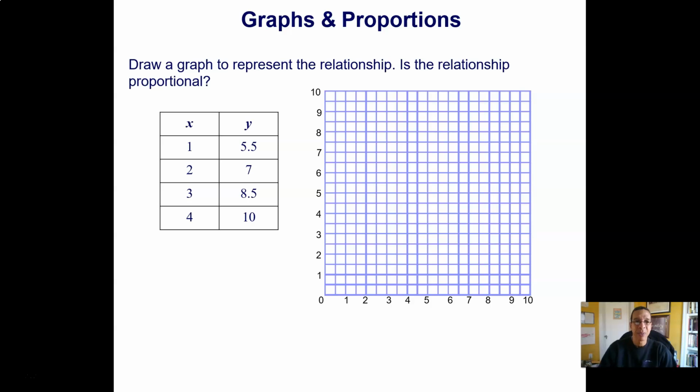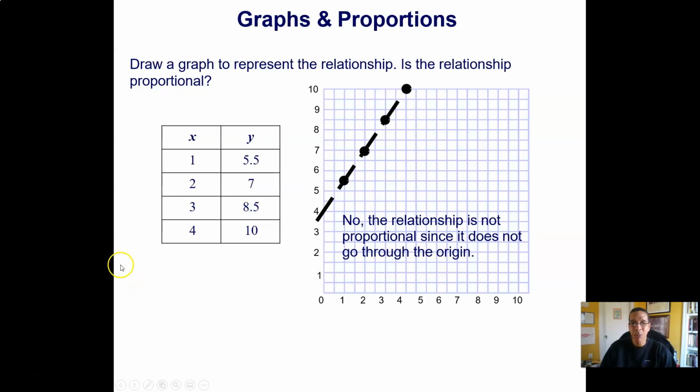Okay, let's check out this one. So now we have 1. So we go 1 to the right, and then 5.5, which is up here. And then 2 to 7. So we are going here now. All right, and you can kind of already tell that something is fishy. It doesn't look like it's going to go down to 0, 0. All right, so we have 3, and then 8.5, and then 4, 10, all the way up here. So let's see what that looks like.